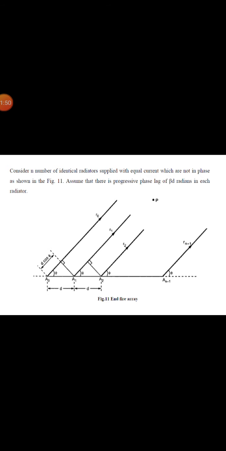And now consider a number of identical radiators supplied with equal current which are not in phase, and assume that there is a progressive phase lag of beta d radians in each radiator, as shown in this figure. And consider the current supplied to the first element A0 to be I0.